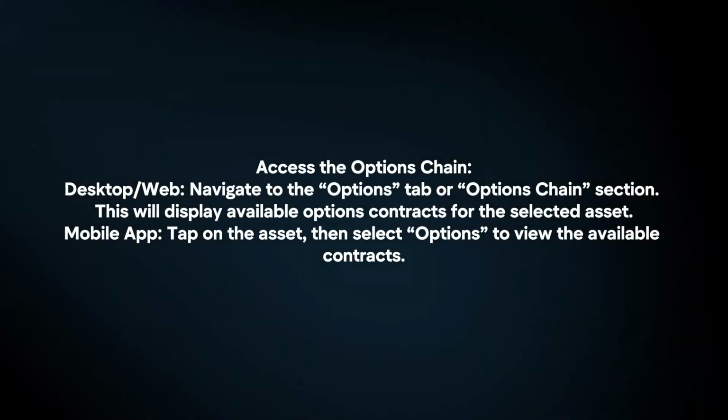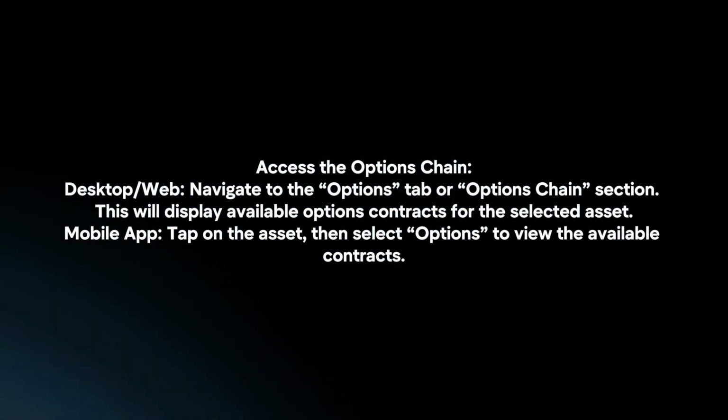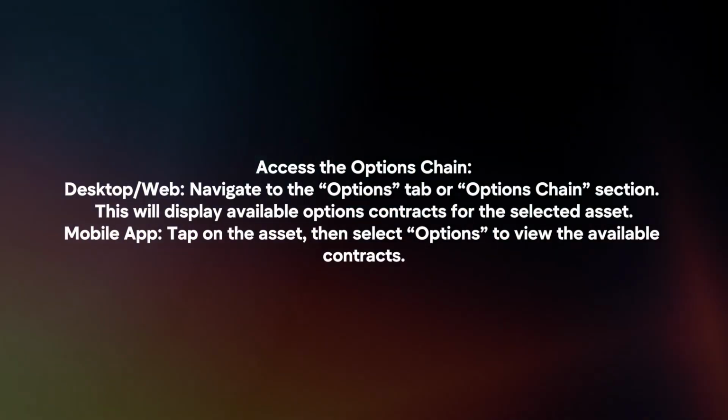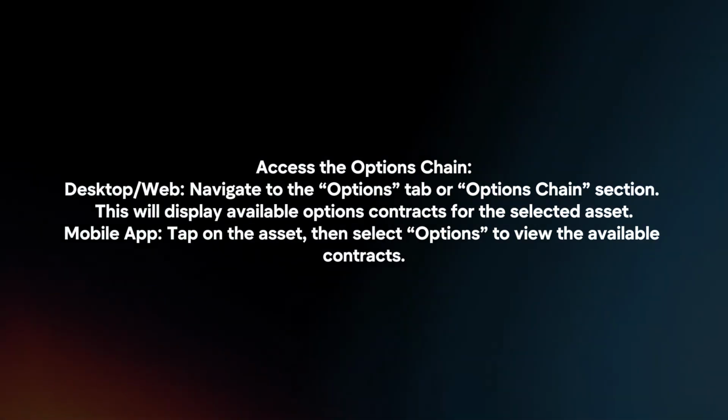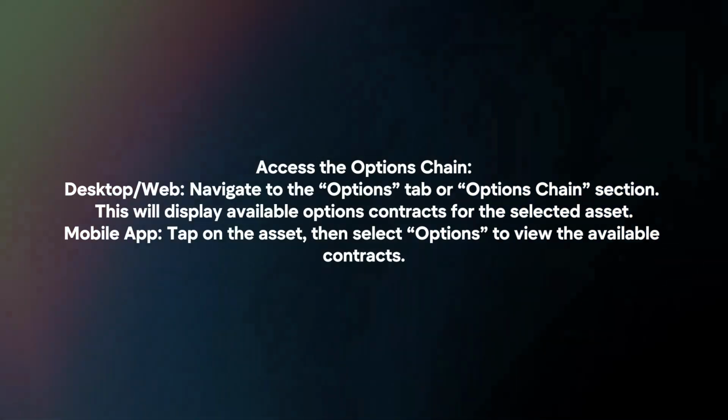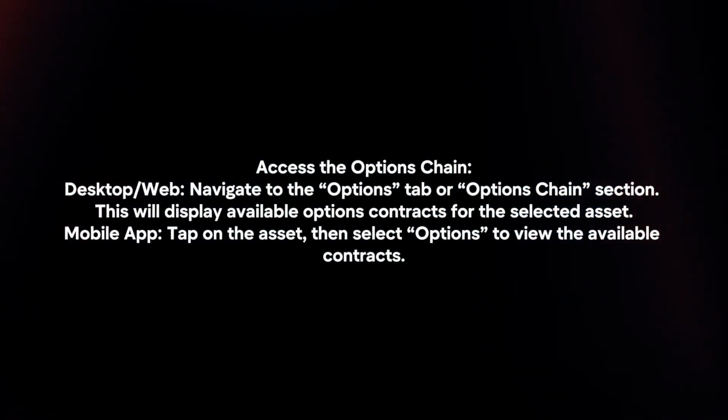Access the options chain, desktop or web. Navigate to the options tab or options chain section. This will display available options contracts for the selected asset. Mobile app. Tap on the asset, then select options to view the available contracts.